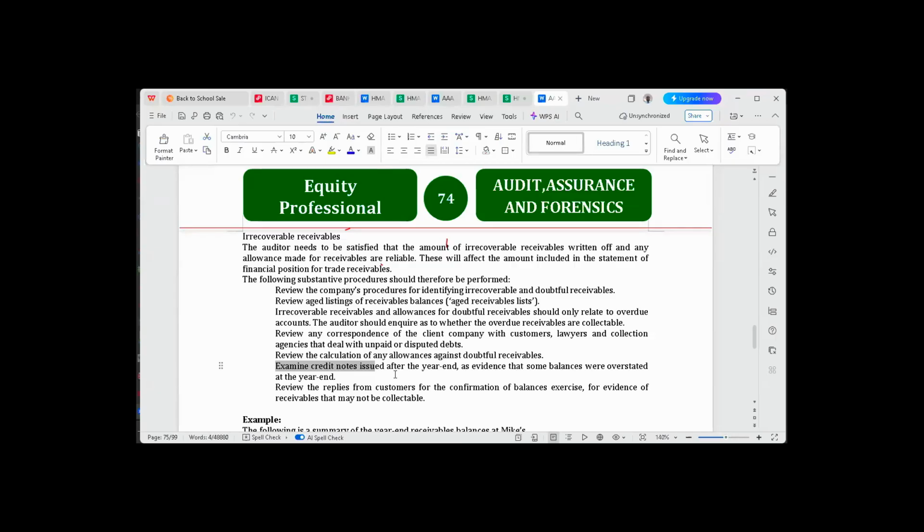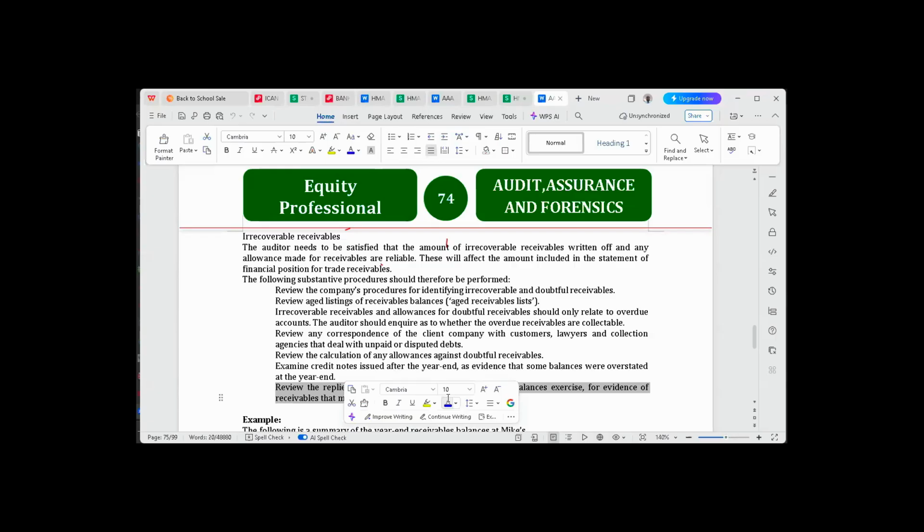Then the auditor will also need to review the replies from customers from the confirmation of balances exercise for evidence of receivables that may not be collectible. That is the risk of trade receivables.